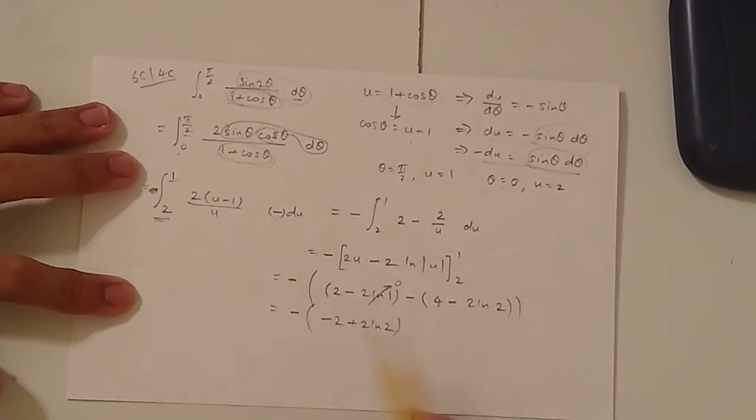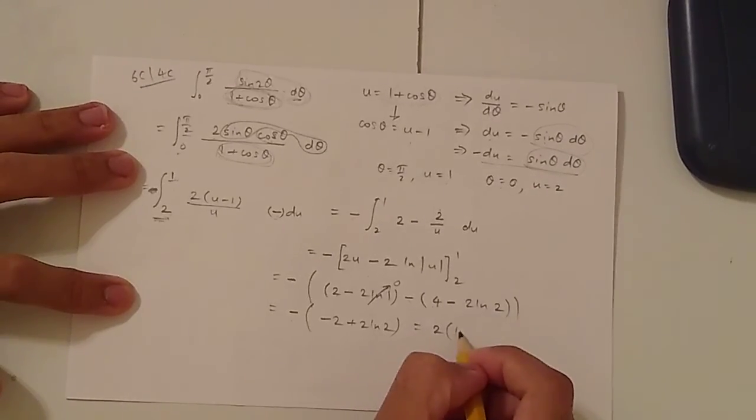Now apply the minus, you get 2 ln 2 minus 1.